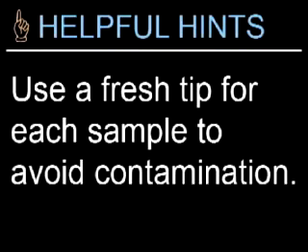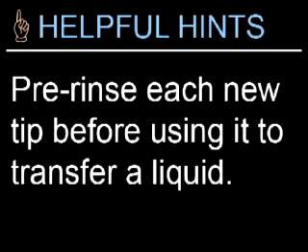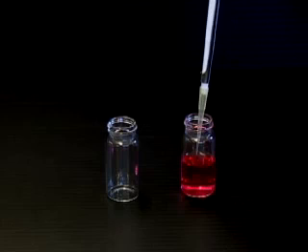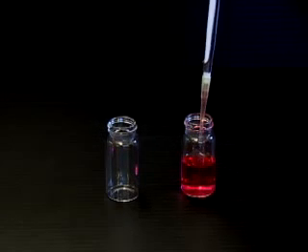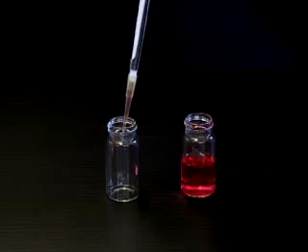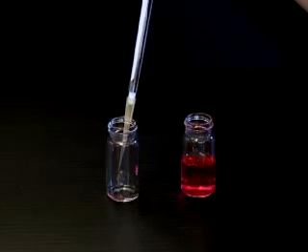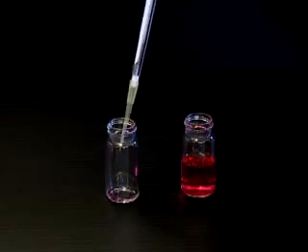Several other guidelines will help to ensure accuracy and precision when transferring liquids. First, use a fresh tip for each sample to avoid contamination. Second, pre-rinse each new tip. Most liquids leave a film on the inside wall of a new tip, which affects the actual volume that can be transferred. By pre-rinsing a tip, these volume variances are eliminated. To pre-rinse a tip, simply draw solution into the tip and expel it into a waste container.